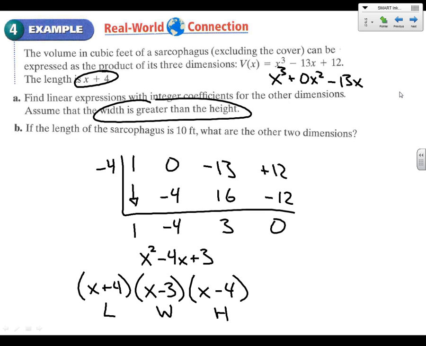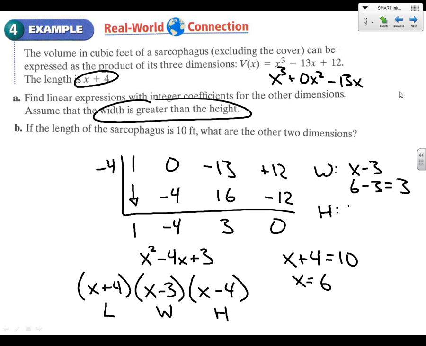And we can do part B. If the length of the sarcophagus is 10 feet, what are the other two dimensions? So x plus 4, the length, is 10, which means x must be 6. So let's find out the width. For the width, x minus 3. So 6 minus 3, so the width is 3. And the height is x minus 4, so 6 minus 4. And the height is 2. So that would be a 10 by 3 by 2 sarcophagus.